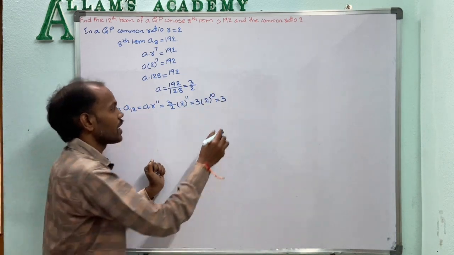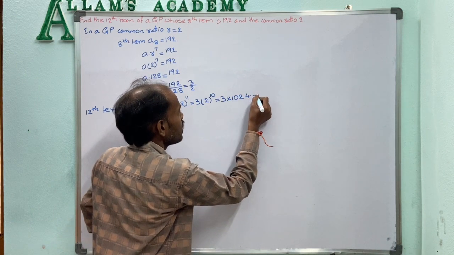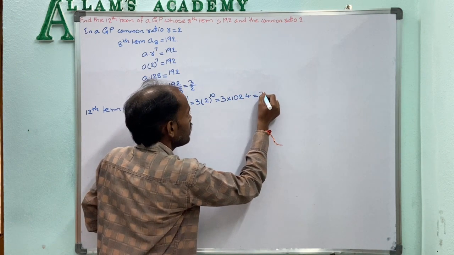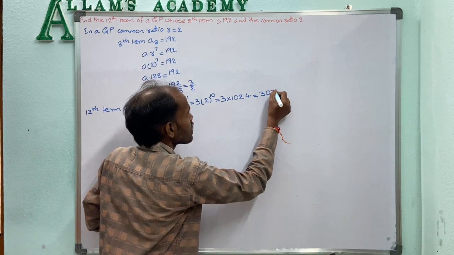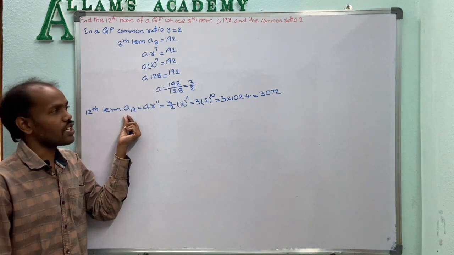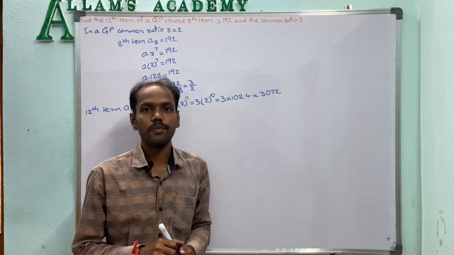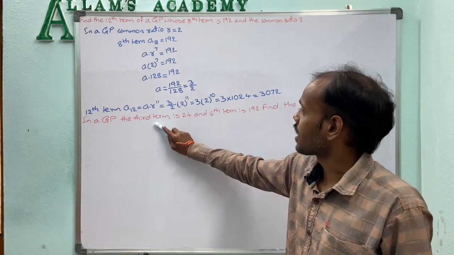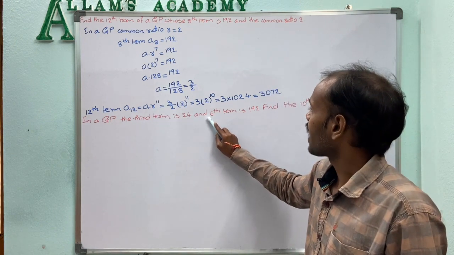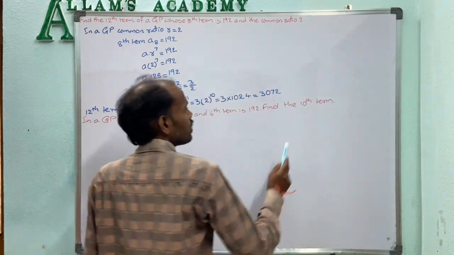So 2 power 10 is 1024. So 3 into 1024 is 3072. So the 12th term of this geometric progression is 3072. In a geometric progression, the third term is 24 and the sixth term is 192. Find the 10th term.